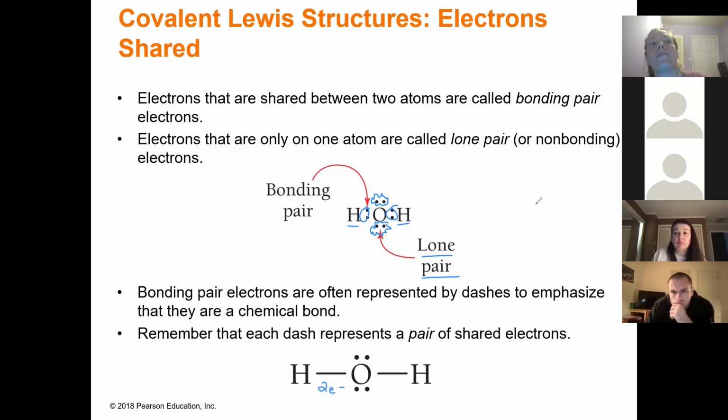If I do ammonia, it looks like this: nitrogen and 3 hydrogens. They're bonded together, and then there are 2 things here. I would say that there are 3 bonding pairs and 1 lone pair. Okay, you want to be able to identify those, bonding versus lone.